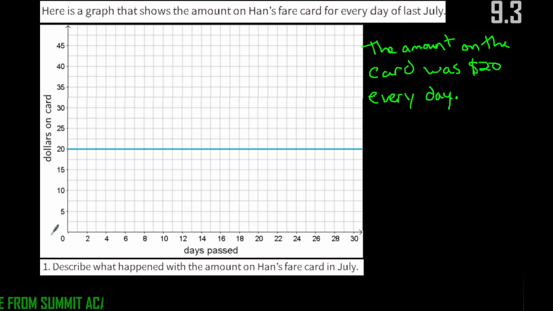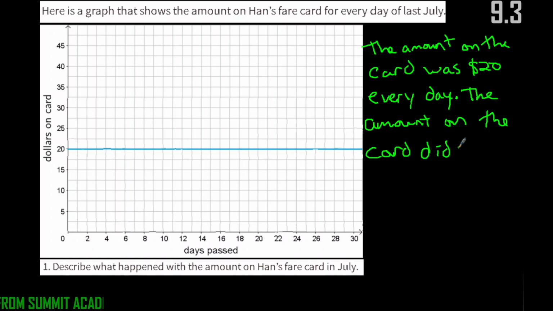And that makes sense because as the days passed our x-axis, what happened to the graph? Well, it seems that it stayed the same. So I would say the amount on the card did not change. So what does that mean for our slope? Which we'll talk about here in a second. So the amount on the card did not change.